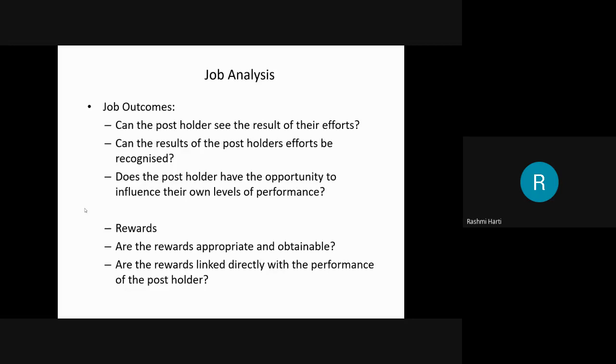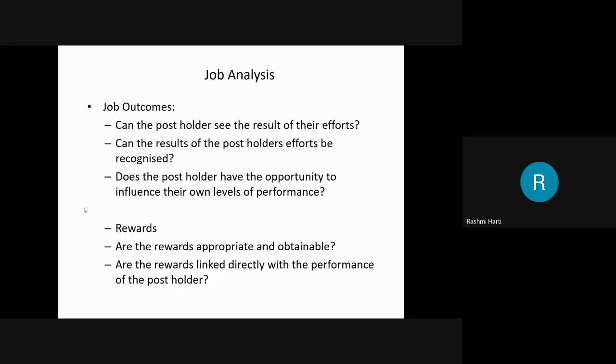Apart from that, job analysis also speaks about the outcomes, job outcomes. Can the post holder see the results of their efforts? Can the post holder, whoever is employed in the particular job, see his efforts? Is it quantitative or qualitative? That is also being checked. Can the results of the post holder's efforts be recognized? How do you recognize the results produced by the post holder? And does the post holder have the opportunity to influence their own levels of performance? Those are the questions to be answered when it comes to job outcomes when you're framing the job analysis.